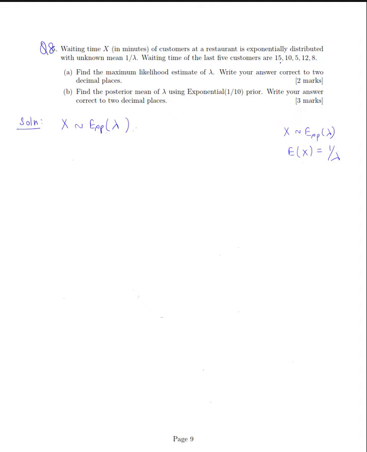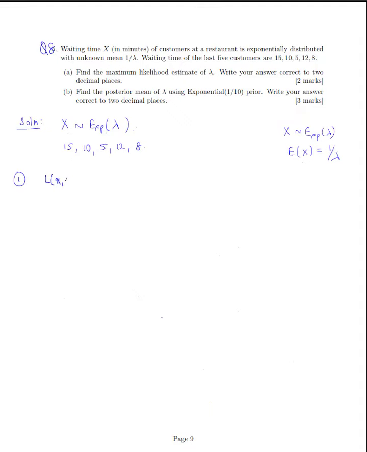Waiting time of the last 5 customers. So for the last 5 customers, the waiting times are 15, 10, 5, 12 and 8. The first question here is: find the maximum likelihood estimate of lambda. To find the maximum likelihood estimate of the parameter lambda, we'll first find the likelihood function.